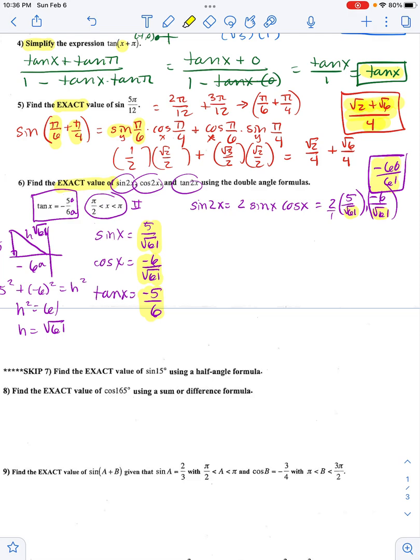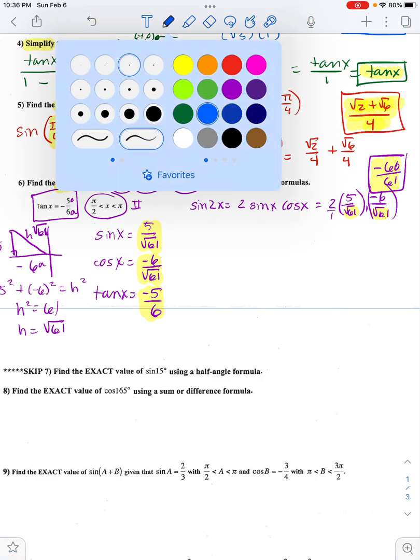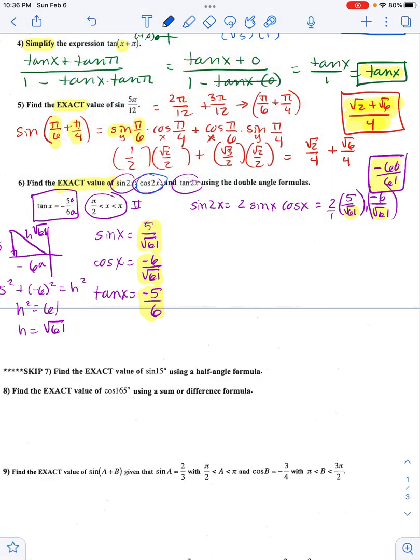That's going to be my answer to the sine of 2 theta, or 2x. So then I need to do cosine, because it's a multi-piece question.